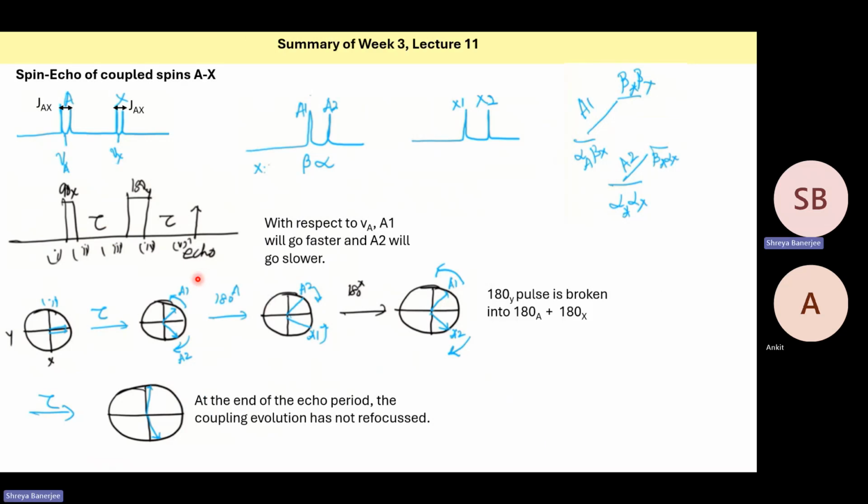So 180A means that the A goes from alpha to beta. What that basically means is that A2 and A1 will change.